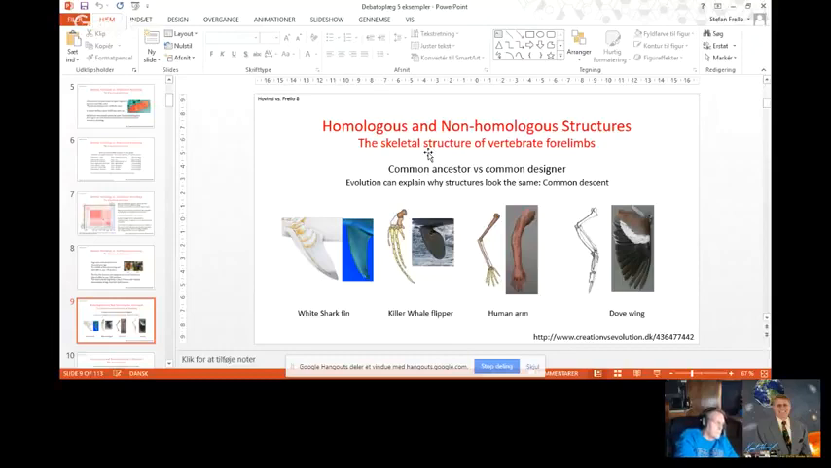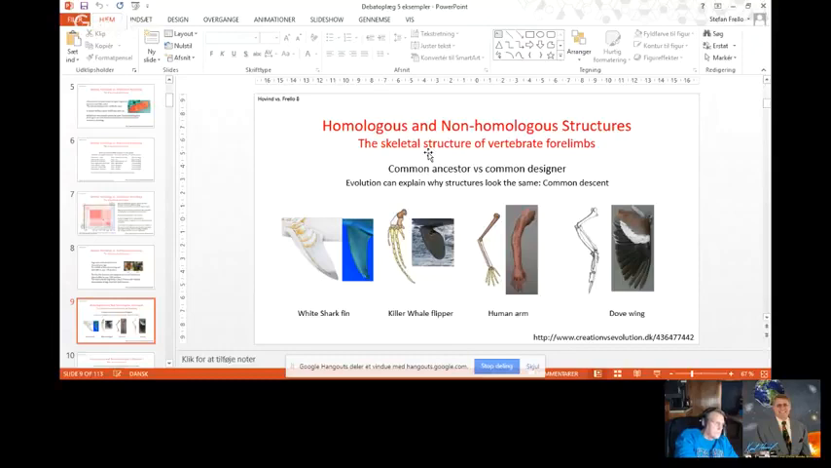Here are a number of examples of anatomical homology and non-homology, more or less. The three to the right, the whale flipper, the human arm, and the dog wing, are all more or less the same structure. You see we have one arm bone and then two bones and then a number of small bones and then the fingers, and that's the same in all three.